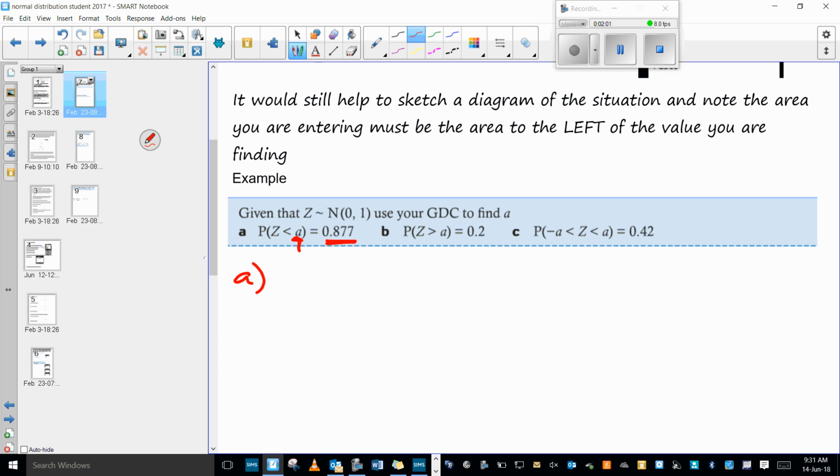So I'm sketching my curve. I'm putting 0 there. If my probability is 0.877, and remember that we're measuring it from the far left, where will my line end up with my A on it? Is it going to be over here? Is it going to be over here? Where is it going to be? Over here. You all happy with that? And it's probably quite far over there because it's 0.877, so it's the good majority of this diagram. So this is the value we are trying to find. We're saying that this area is 0.877.